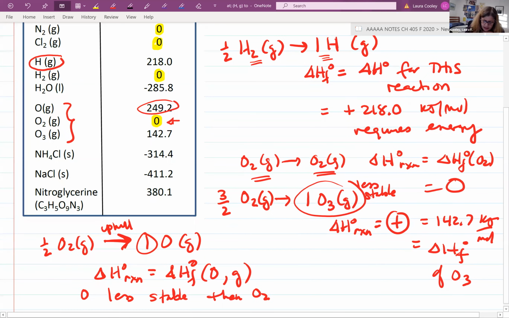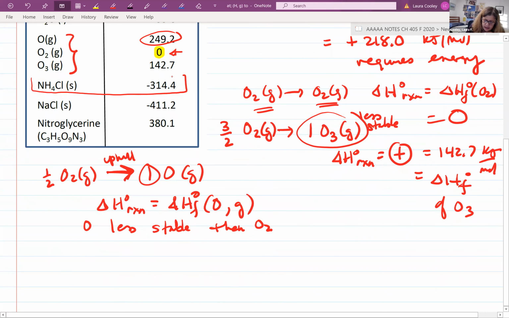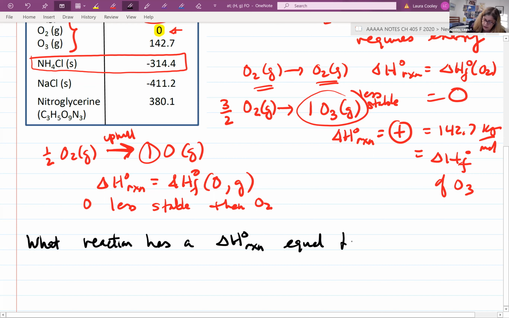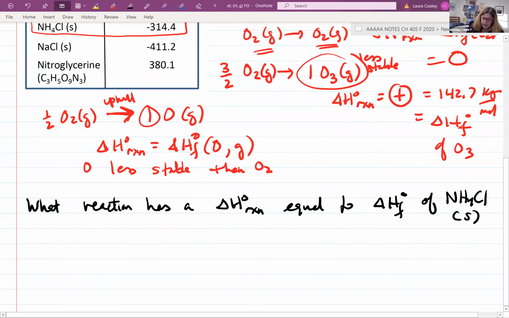So let's write this one. Let's take this ammonium chloride. This is an example. A lot of times in my freshman class, I'll ask a question like, what reaction has a delta H0 reaction equal to the heat of formation, or the delta enthalpy of formation, of NH4Cl solid? Okay, so now I'm asking to write a reaction.